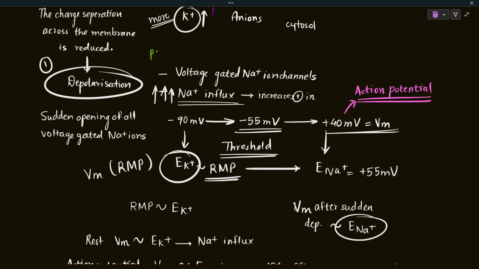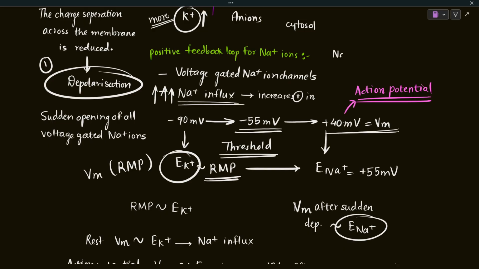So there is a positive feedback loop for sodium ions. What is that loop? First, a few sodium ions will come in, which will open the voltage gated sodium ion channels. Now the voltage gated sodium ion channels are open, so they will promote more influx of sodium ions. The more sodium ions are getting inside the cell, the more voltage gated sodium ion channels will open. This is what we call a positive loop.